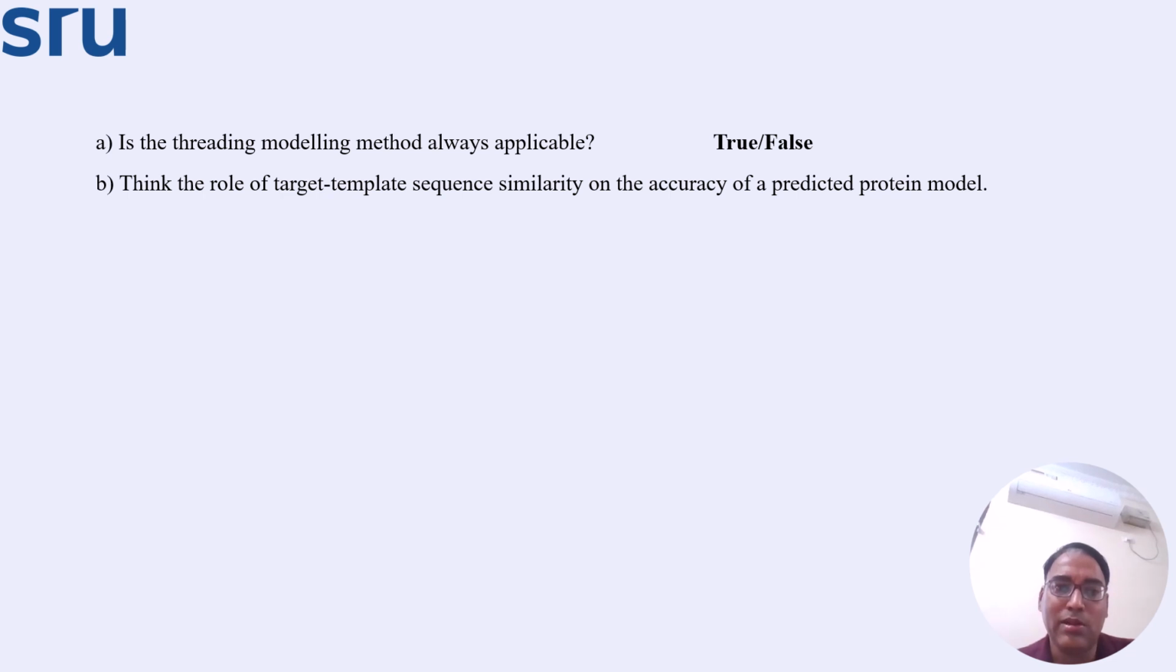Is the threading modeling method always applicable? No. Only when the sequence similarity between the target and template is nearly from 10 to 25%, it is more applicable. Think about the role of target-template sequence similarity on the accuracy of the protein model. Yes, alignment is always there. Even in the domain part, I need to take the domain from somewhere. So alignment does make some sense.